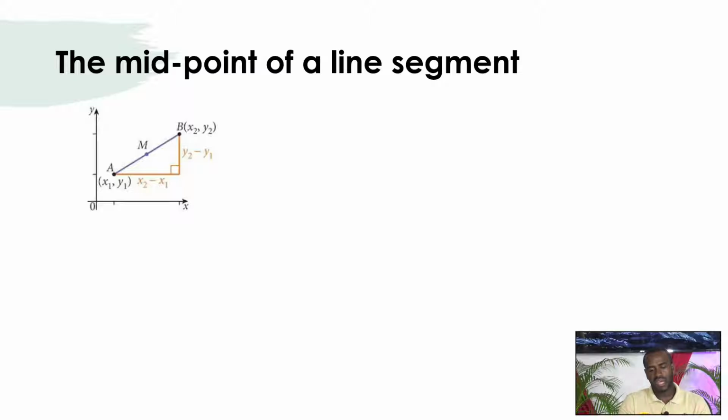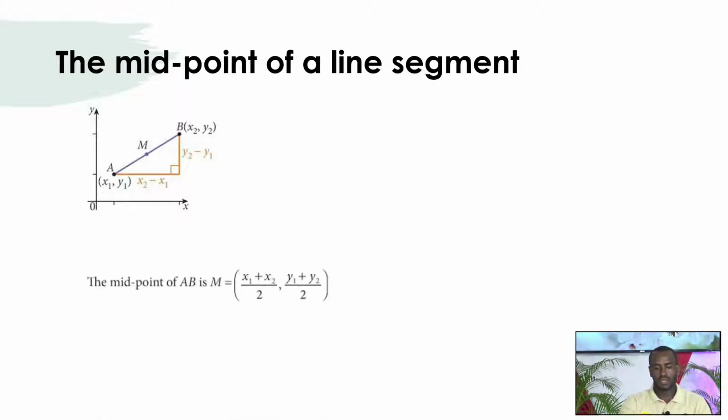Let us now take a look at how we find the midpoint of a line segment. Now again, we have 2 points, A and B. Since we know that the midpoint is a representation of the middle of the line segment, what we need to do is to find halfway between the x and y values. In other words, you find half of your horizontal values, which is x1 plus x2.